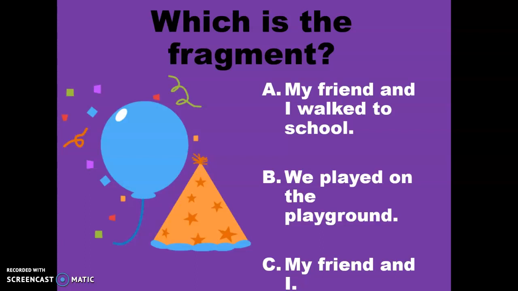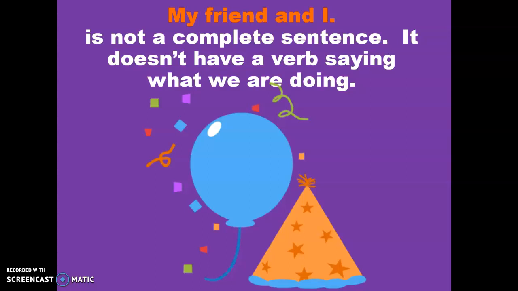Which sentence is a fragment? A, my friend and I walked to school. B, we played on the playground. Or C, my friend and I. My friend and I. It's not a complete sentence. It doesn't have a verb saying what we're doing.